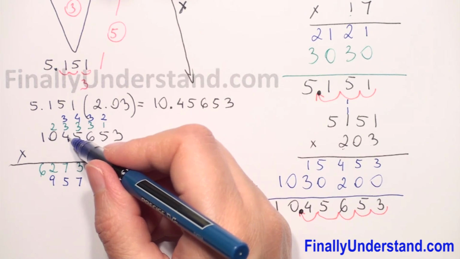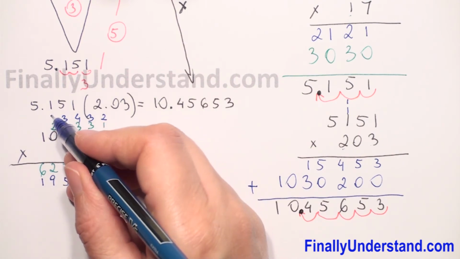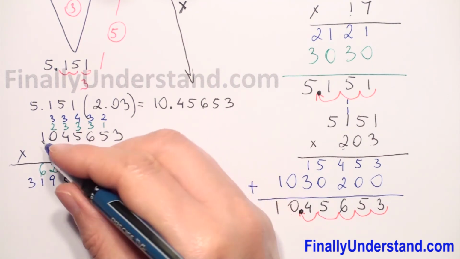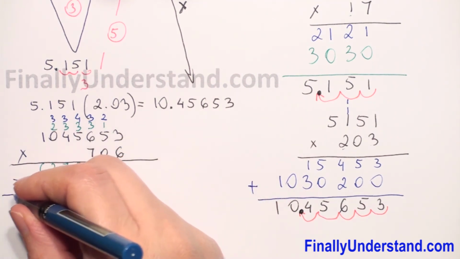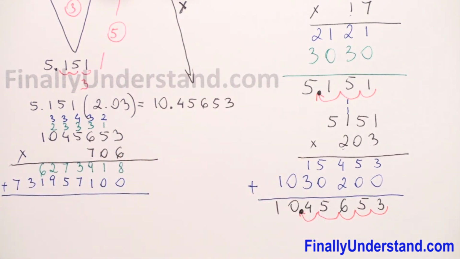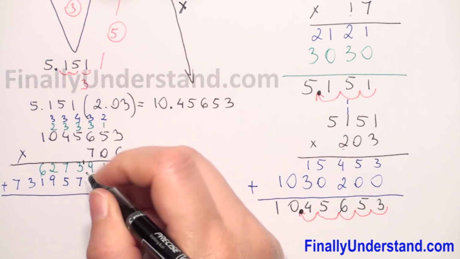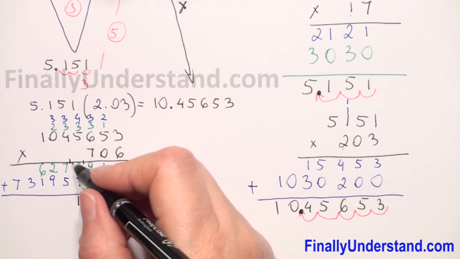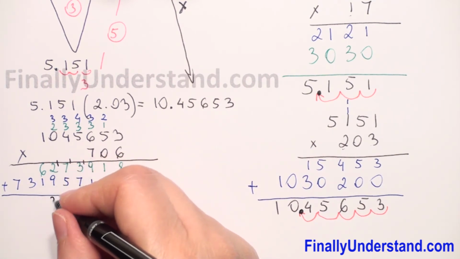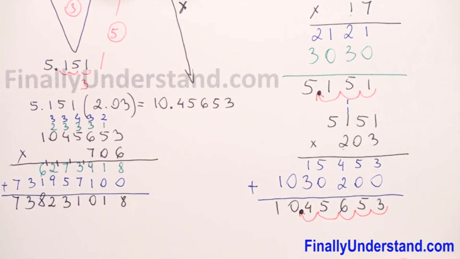7 times 4 is 28 plus 3 is 31, so we have 1 and 3 will go to next column. 7 times 0 is 0 plus 3 is 3. 7 times 1 is 7. So now we have to do addition. 8 plus 0 is 8, 1 plus 0 is 1, 9 plus 1 is 10, and we add 1 to next column, so it will be 11, 1 to next column, so it will be 8 plus 5 is 13, so 3, and 1 to next column, so it will be 12, and 1 to next column, so it will be 8, 3, 7.